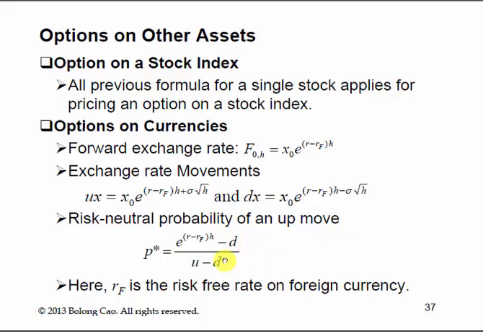So the risk neutral probability of an up move, once you have the up move, you will have the down move, is the continuously compounded rate at the difference between the domestic risk-free rate and the foreign risk-free rate for time period H, minus the down proportion, divided by the difference between the up and down proportions. So that's for currencies. We basically replaced the dividend yield with the risk-free rate on foreign currency.